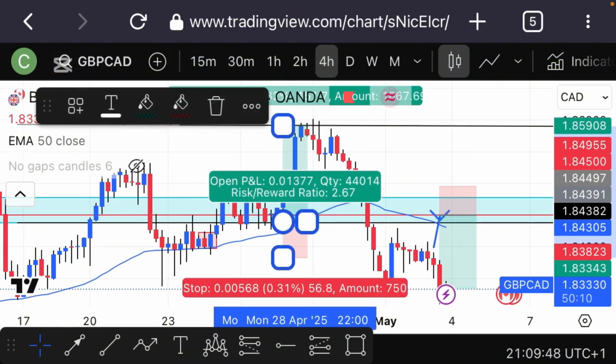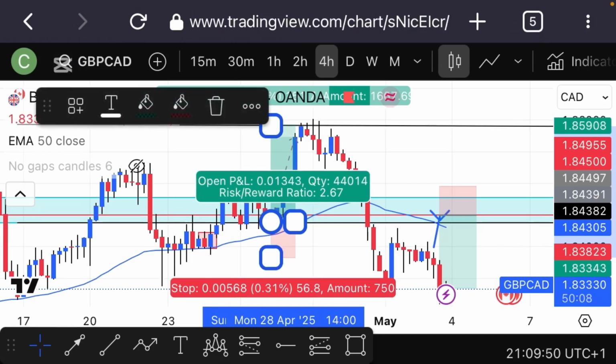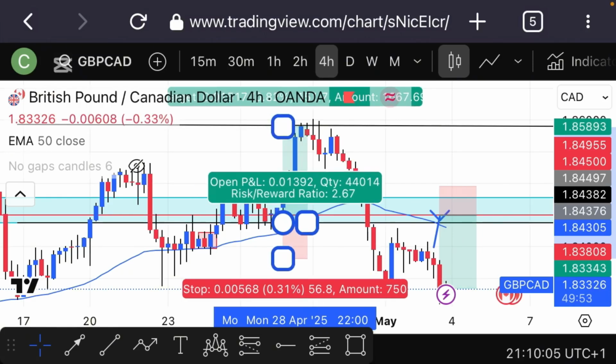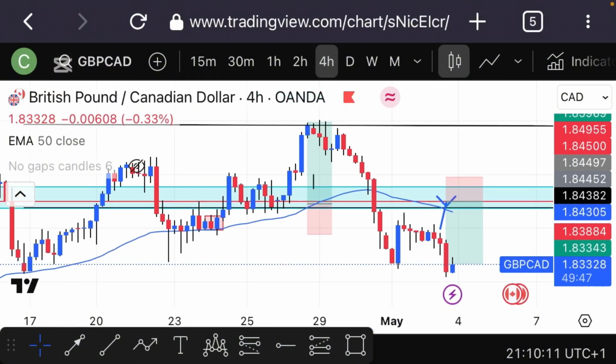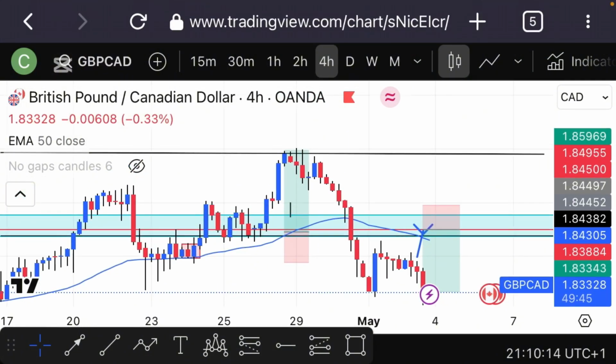If I had entered it early, it wasn't London session or New York, so I could not enter this trade. If I had entered earlier as the market opened, I would have got this 1 to 6 risk to reward, but I didn't enter because it wasn't the time that I trade, and also I didn't get my entry signal, so I avoided entering that trade.